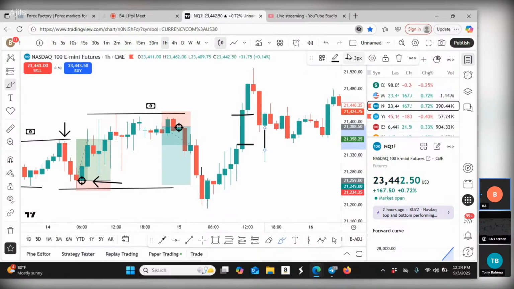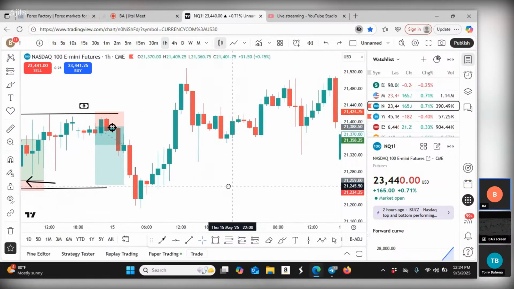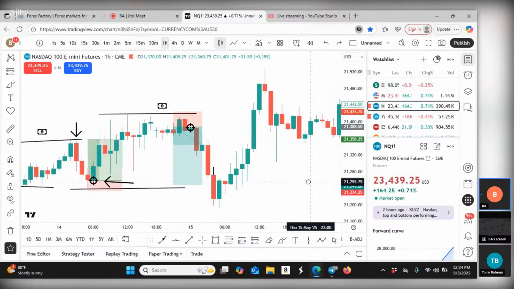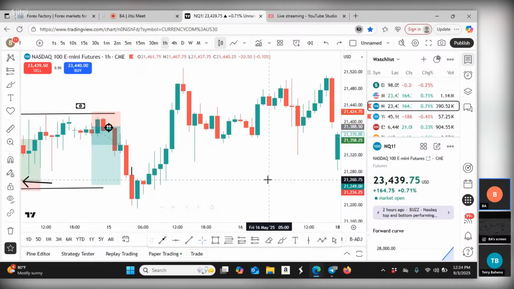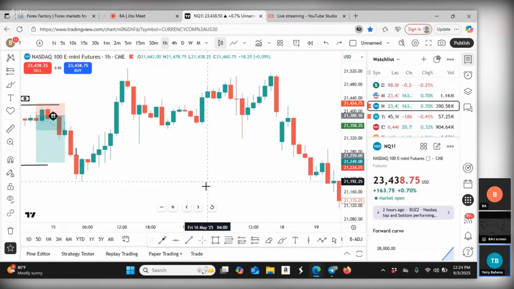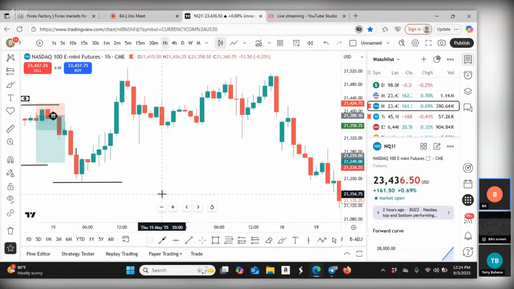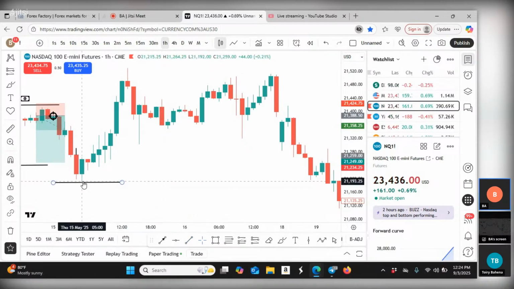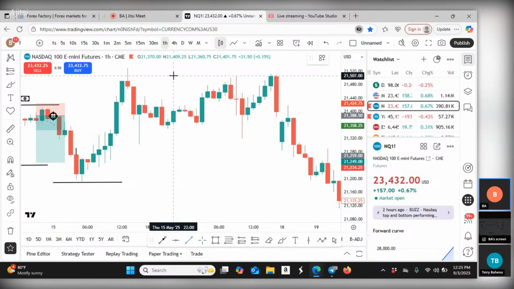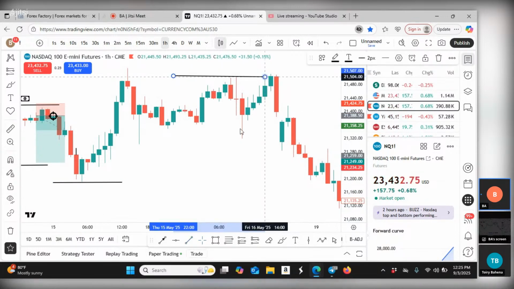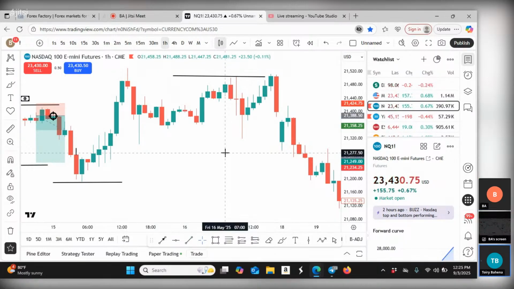I'm not doing nothing too crazy. I'm just using discount and premium to help guide me on what button I should look to press. I'm buying low and selling high. That's it. And I'm targeting people's stop losses. That's it. What's this below this low? People's stop losses, liquidity. All right. What's this above this little wick right here? People's stop losses at the top, liquidity.